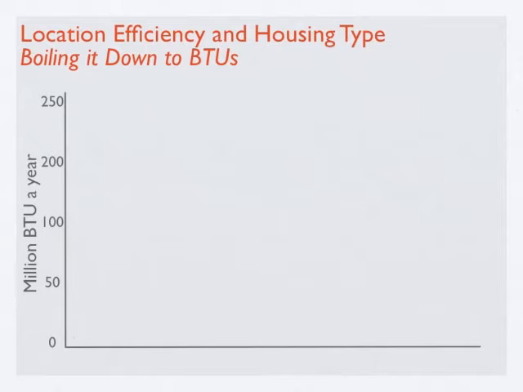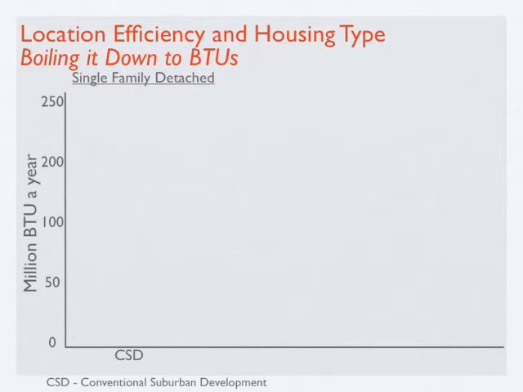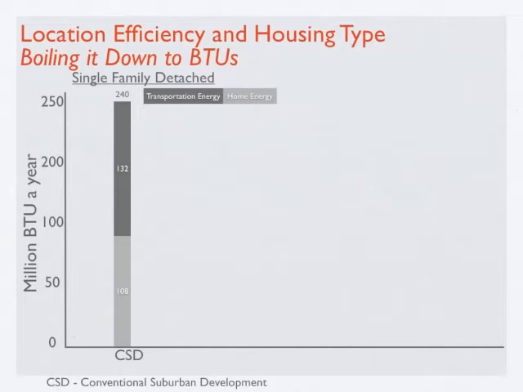First, let's look at a single-family detached home in a conventional suburban development. The darker area at the top indicates the transportation energy used, while the lighter area at the bottom is building energy use. Now compare how much energy could be saved by using green, fuel-efficient vehicles, again, the darker part at the top of the bar, and green energy-saving building methods, indicated at the bottom of the bar.